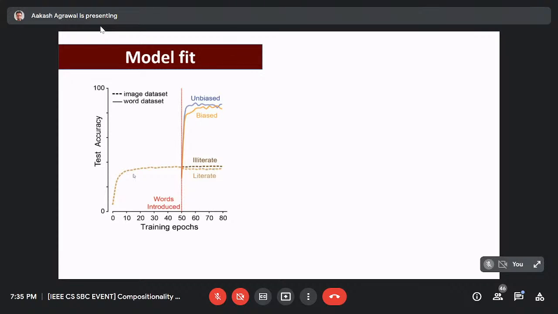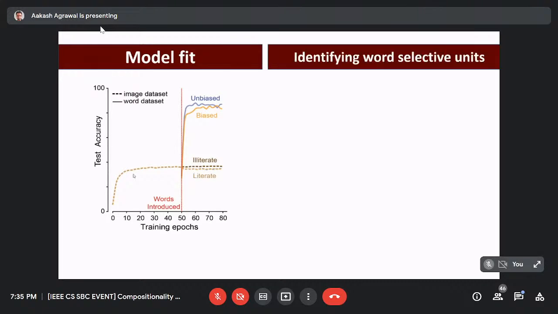Okay, so once the network is trained, we try to investigate. We did some of the experiments that you do with fMRI or behavior. The first question is: do these networks develop any word-selective units or not?